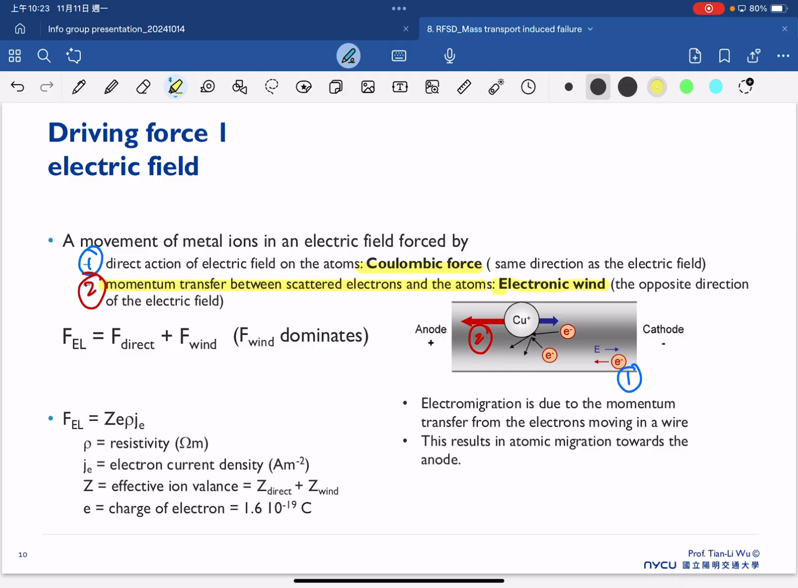So now we know driving force one is mainly the combination of the first and second. And unfortunately, the electron wind is the dominant mechanism. So that's why we will see our copper atoms move toward the left as well. Electromigration is due to the momentum transfer from the electrons moving in the wind, and this results in atomic migration towards the anode here. And this is some basic equation. The electrical force is equal to the charge, resistivity, and most importantly the current density. That means as long as you have a large current density, you always have a strong driving force.